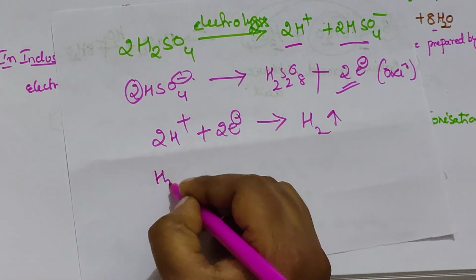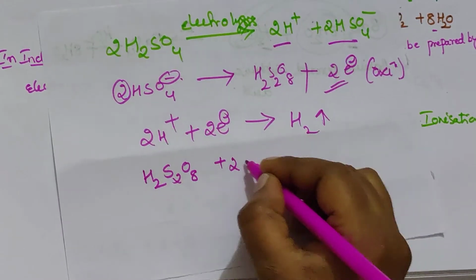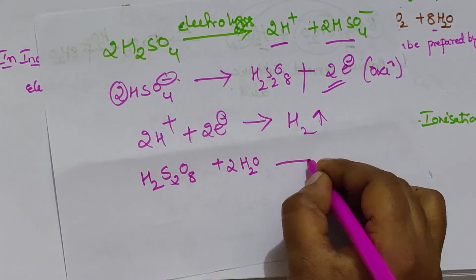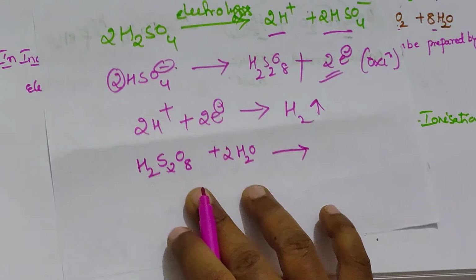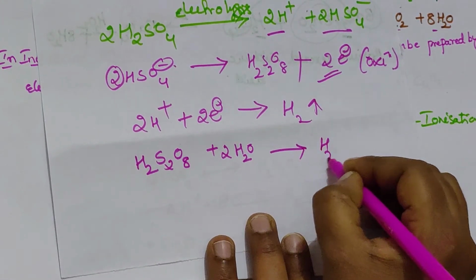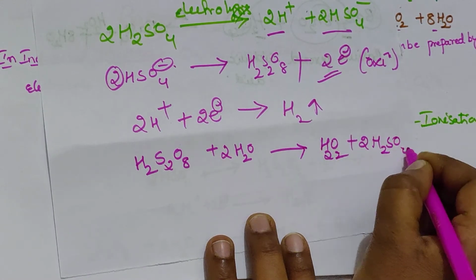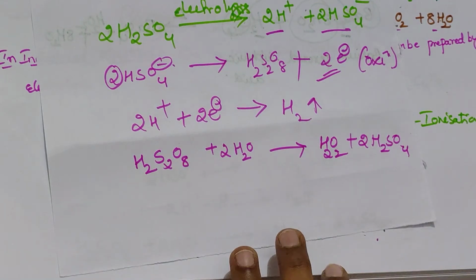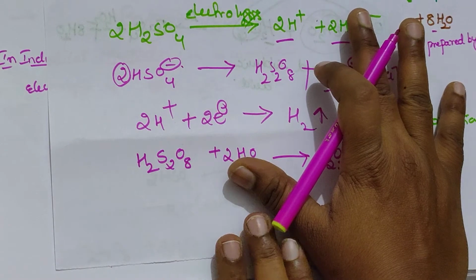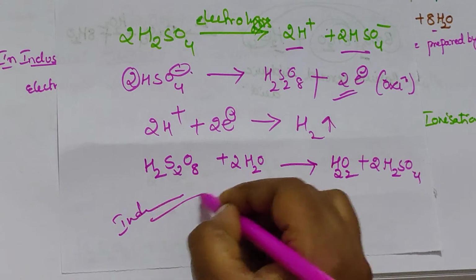Peroxydisulfuric acid, H2S2O8, undergoes hydrolysis. Hydrolysis means treatment with water, and the process is called hydrolysis. The peroxydisulfuric acid undergoes hydrolysis to give hydrogen peroxide, and 2 molecules of sulfuric acid are formed. This is the industrial method to prepare hydrogen peroxide.